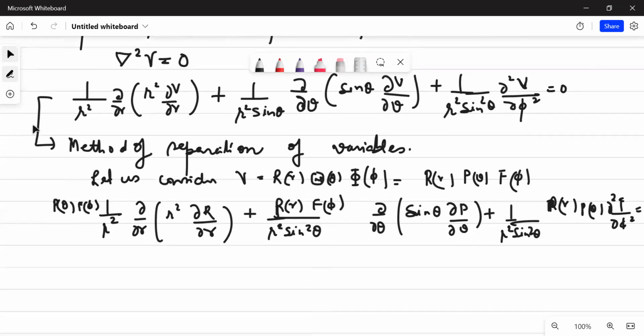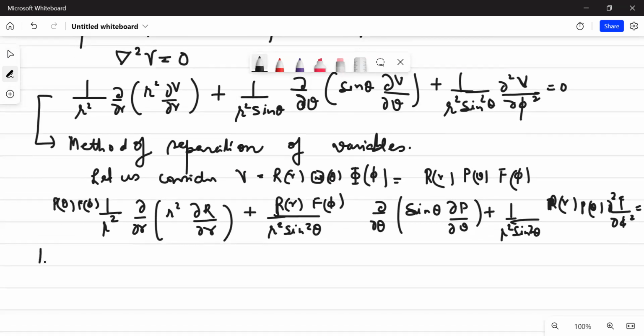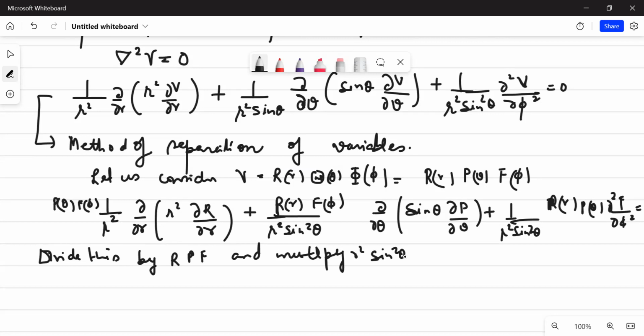Okay. Now what I would do, I would simply divide this entire expression by R, P, and F. You understand, F is a function of phi, P is a function of theta, R is a function of r. So what will happen? And also multiply by r square sine square theta. So if I multiply by r square sine square theta, what will I get?